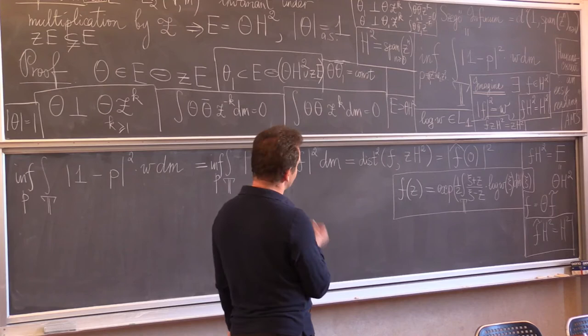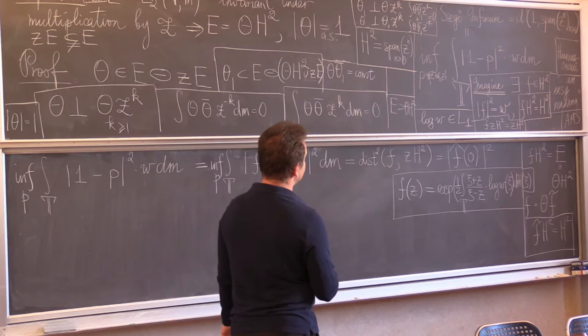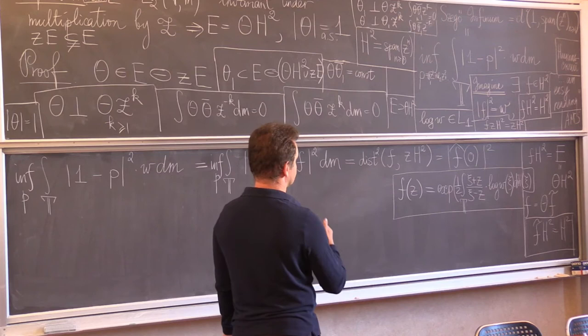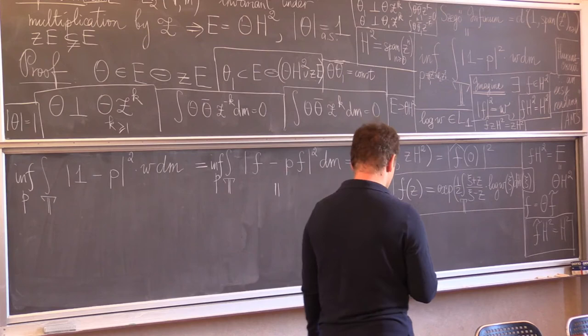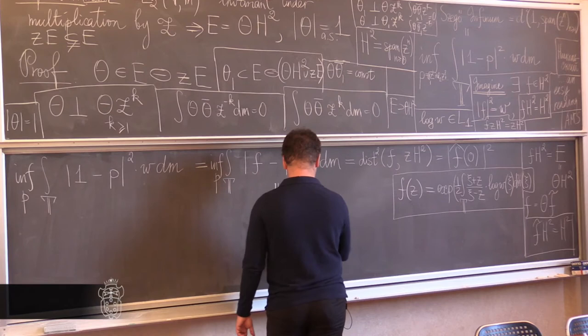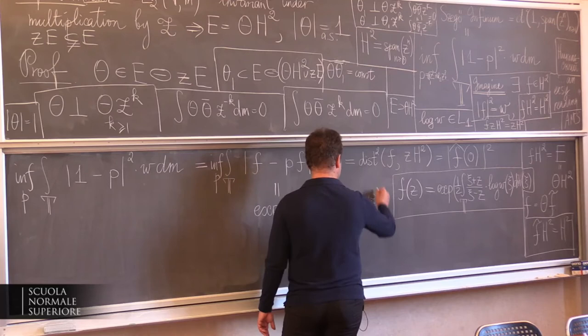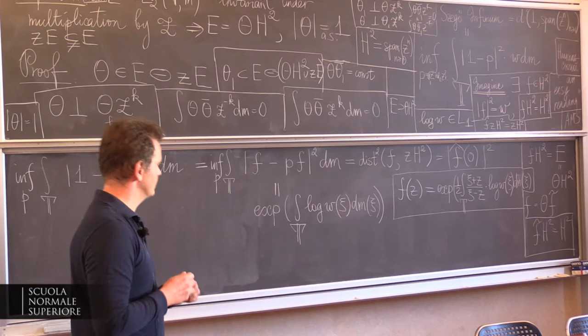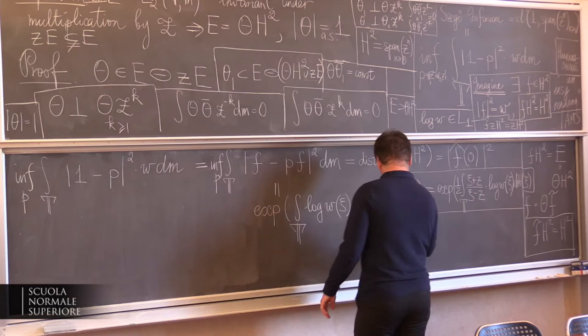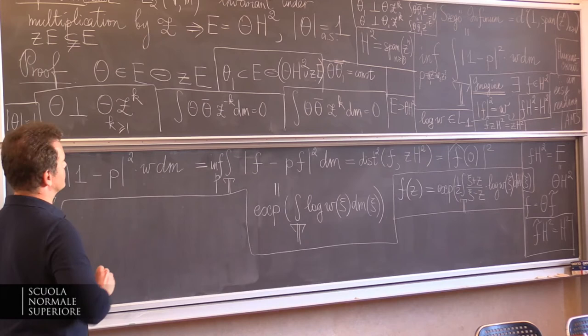We are ready to conclude the computation of the infimum. We need to take the coefficient at zero, that is to say, the value at zero. And so we get precisely the exponential of the integral of the logarithm of W. This is the first very beautiful variant of the theorem of Szego, sometimes called Szego's weak theorem.